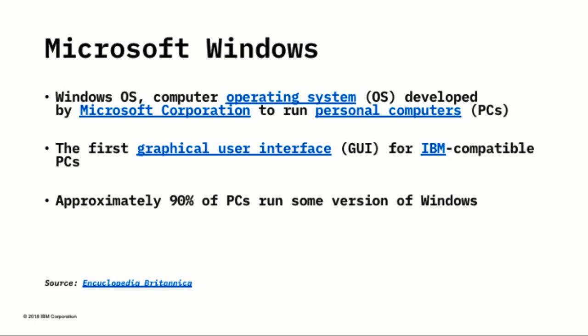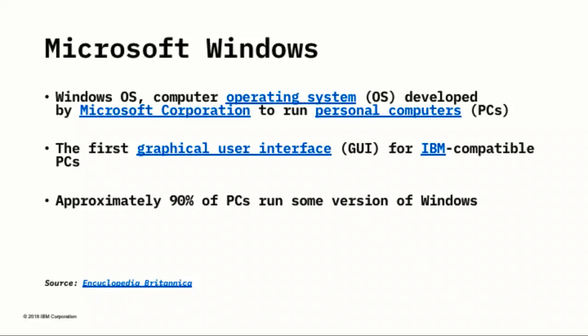Let's jump right in. Microsoft Windows, developed by Microsoft Corporation, has been around for a long time. Pretty much anyone who has used a personal computer within the last 20 years probably has some experience with Windows. But really the best part about Windows is it created the first graphical user interface that we're used to, where you can go in and use a mouse to point and click instead of having to type in commands. And it was designed for IBM compatible PCs.